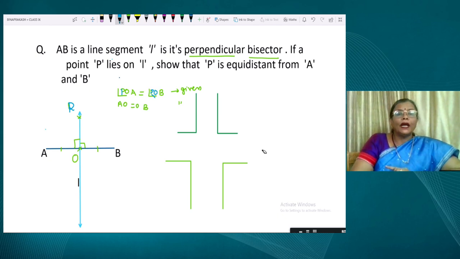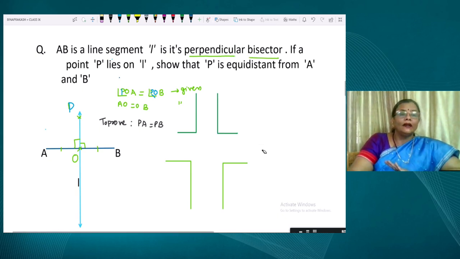Now you have to prove that P is equidistant from A and B. How do we write that statement? P is equidistant from A and B. That is, we have to prove that PA is equal to PB. This is what you have to prove. Now, how do we prove PA equal to PB? We have learned the congruence of triangles, but we don't see any triangle here. So how do we take this up?